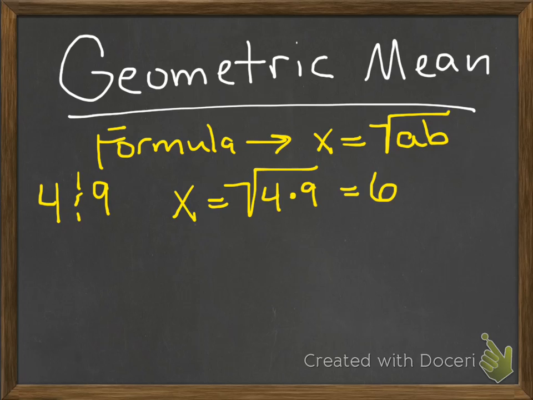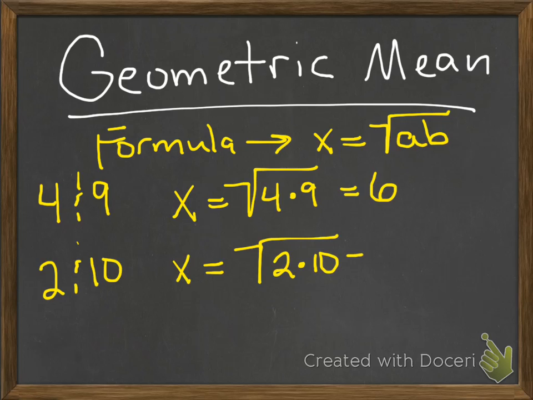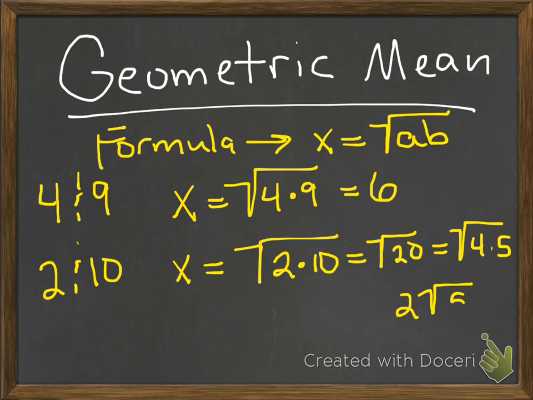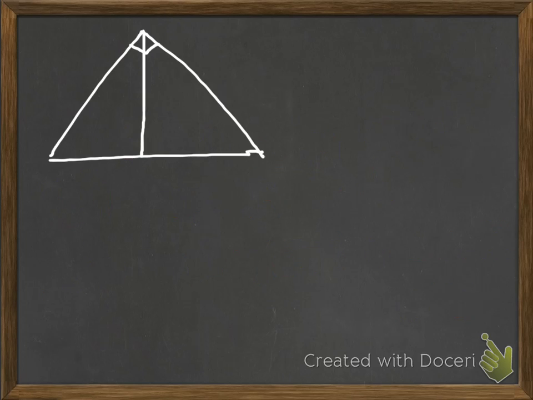If you're trying to find the geometric mean between 2 and 10, that means that the geometric mean is equal to the square root of 2 times 10, which is the square root of 20. And from the radical video, you know that that's the square root of 4 times 5. The square root of 4 is 2, so it's 2 times the square root of 5. Okay, so all you're going to do is take the square root of the two numbers multiplied together. Alright, so let's talk about application.